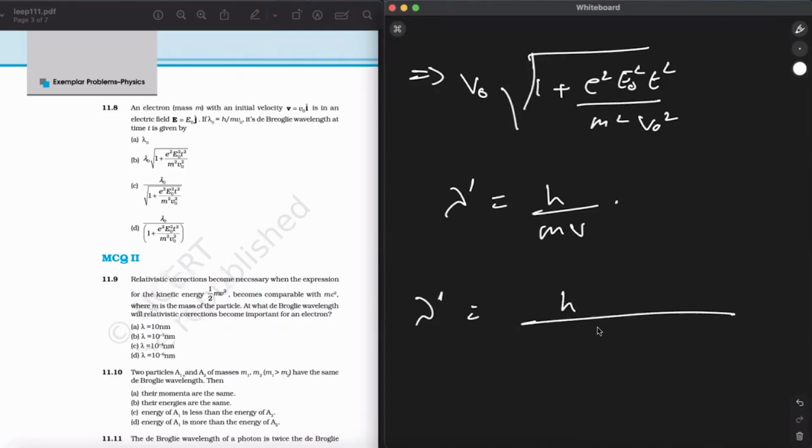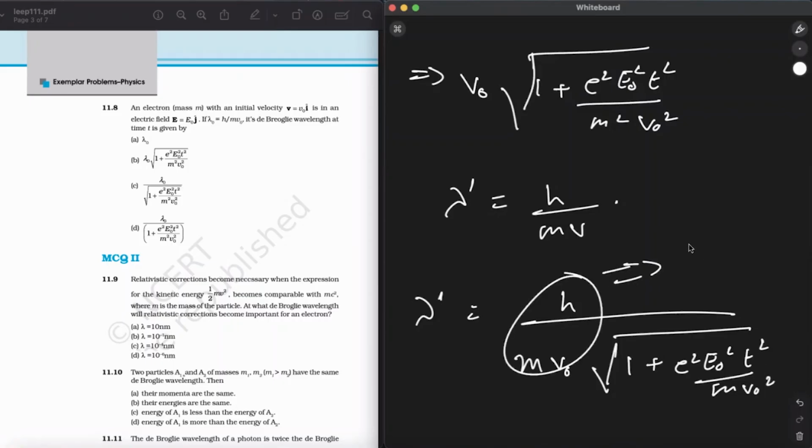If I write it like that, it will be h upon m v naught; I'll take out common 1 plus e square E naught square t square upon m square v naught square. This part is lambda naught, so the correct option will be e square E naught square t square upon m square v naught square. So which option is correct? Option number C is the correct answer for this.